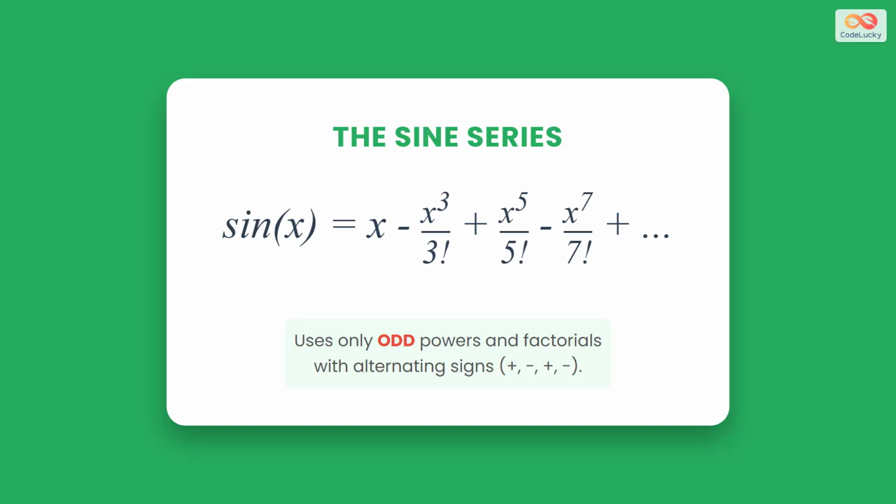Here is the result. The Taylor series for sine contains only odd powers of x: x cubed, x to the fifth, and so on. Also, notice the factorials match the powers, and the signs alternate between positive and negative.